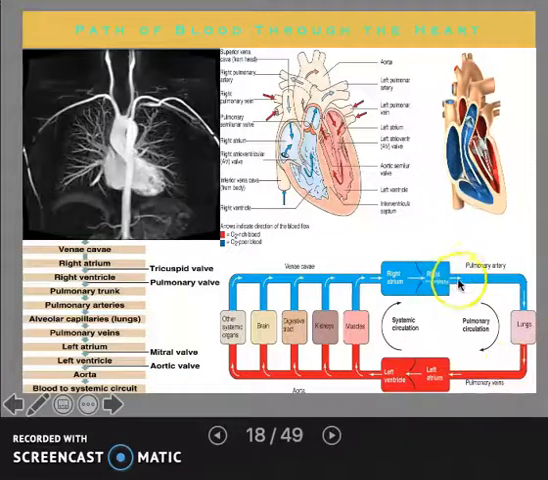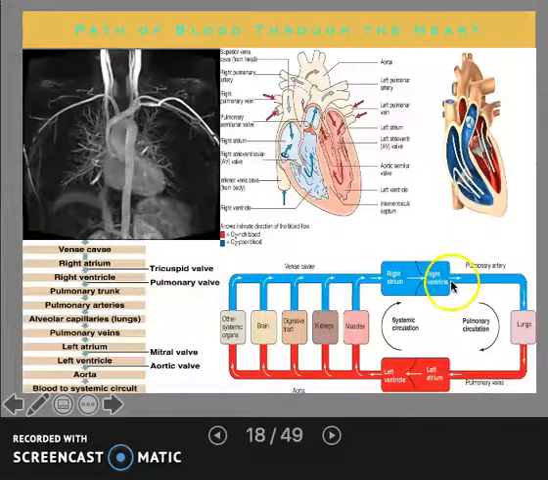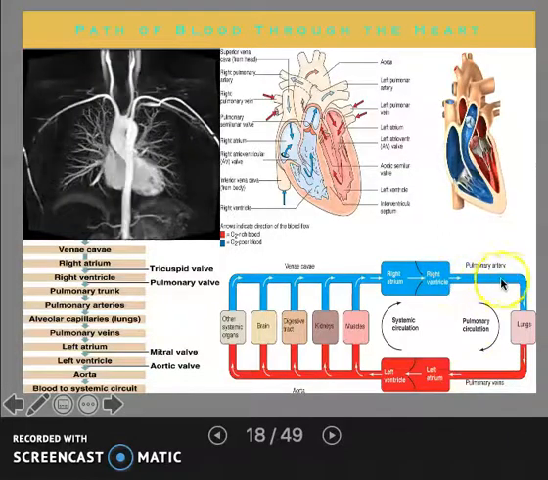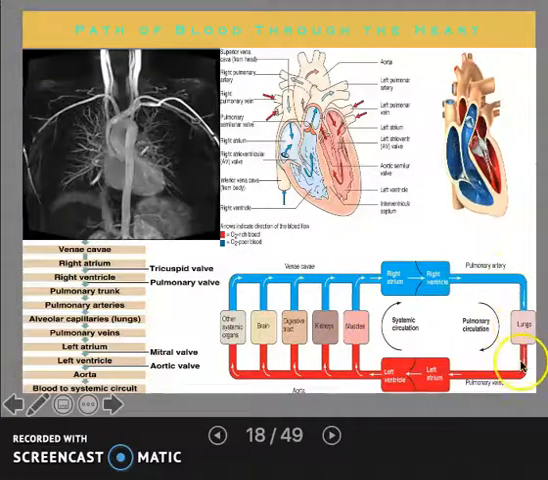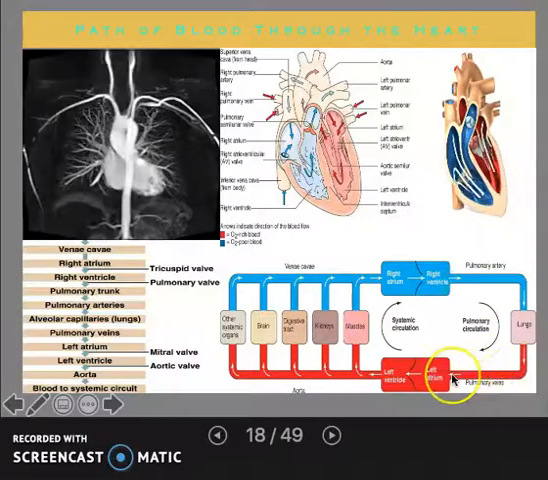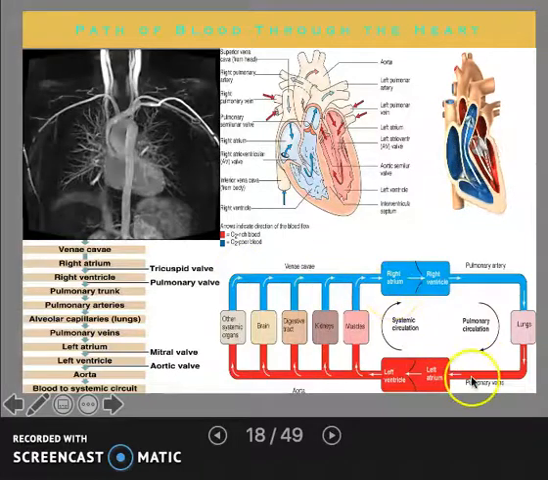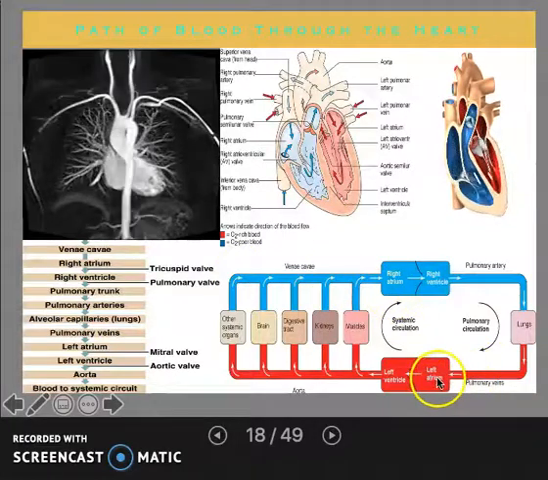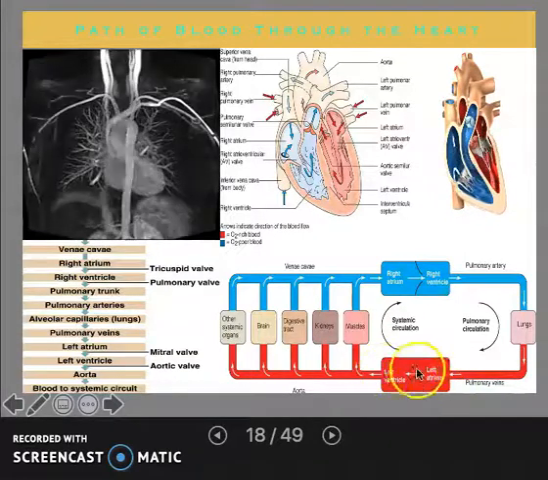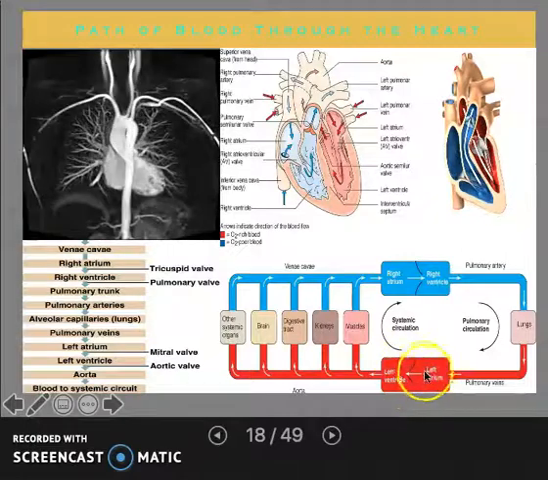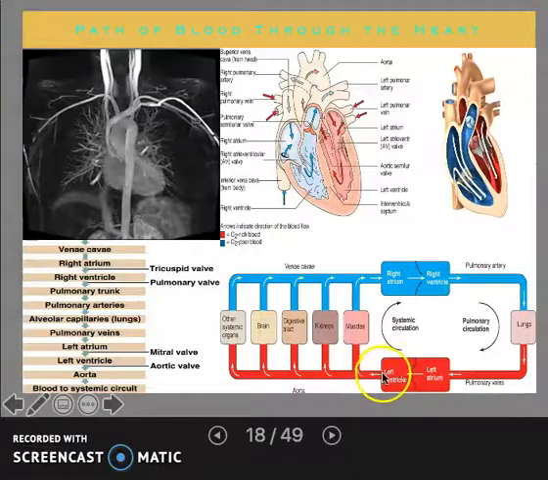Remember that arteries always take blood away from the heart. Veins always take blood to the heart. In this case, the pulmonary artery is unusual because it's carrying deoxygenated blood. Most arteries are carrying oxygenated blood. In this case, the pulmonary vein is odd because it's carrying oxygenated blood, and most veins are carrying deoxygenated blood. Anyway, the pulmonary vein brings blood to the left atrium. Blood passes through the atrioventricular valve here, called the bicuspid valve or mitral valve, right? And that passes from the left ventricle into the aorta.